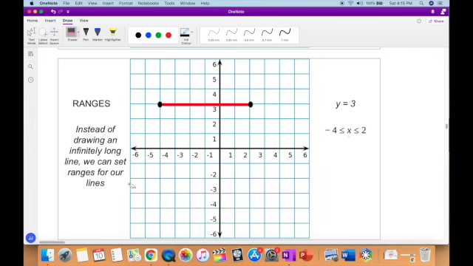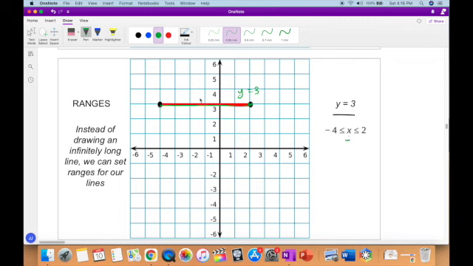Alright, no problem. You can see here that if I wanted to draw the line y is equal to 3, I know that's a horizontal line cutting at 3. So I would usually draw an infinitely long line, that line stretching to infinity. But I don't want that. I want to just draw this line here. This is the line y is equal to 3. It doesn't really matter what kind of equation it is. We could just set a range using the x values.